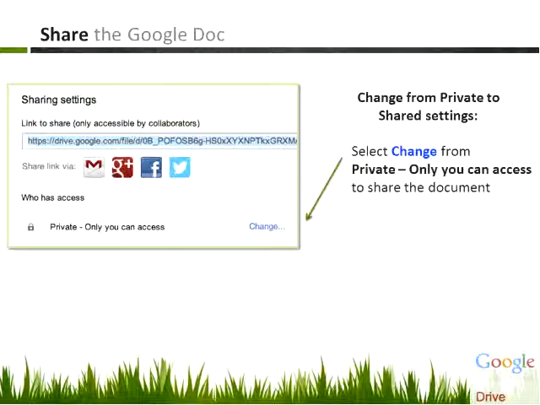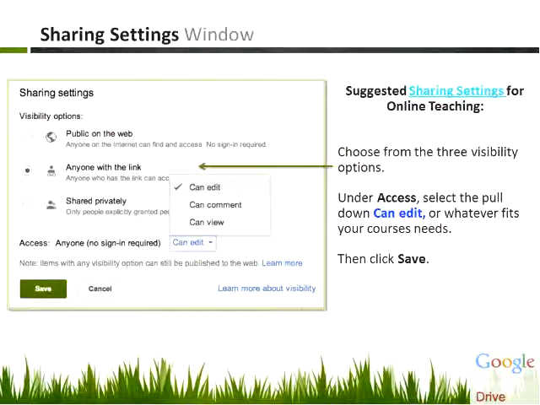Once you do that, you're going to get a pop-up window that gives you more features to sort out. Right now the sharing settings, as you can see, are set to private, where only you can access the file. To make it collaborative, simply click on the blue text Change to get more options. Now you're on the sharing settings window.